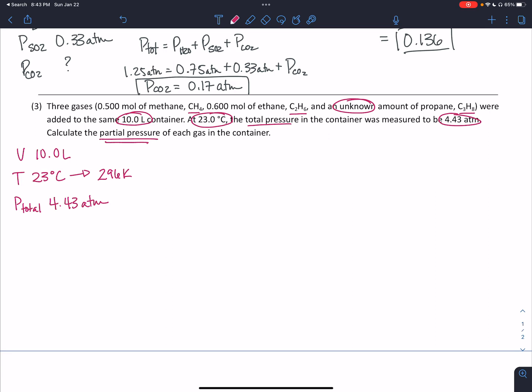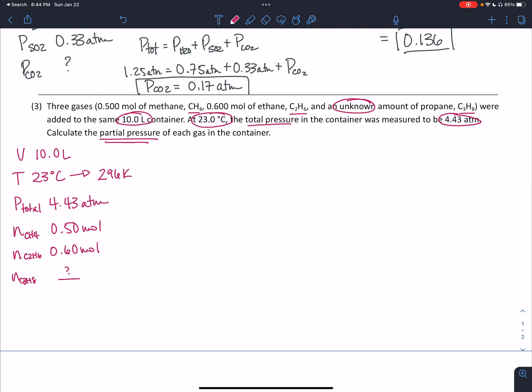All right, what else do we know? Well, we know the moles of methane, which is CH4, is 0.50 moles. We also know that the moles of ethane, which is C2H6, is 0.6 moles. We do not know the moles of propane. So the moles of propane, C3H8, is an unknown. And we're asked to calculate partial pressure.